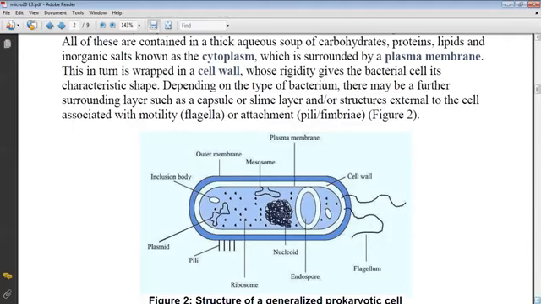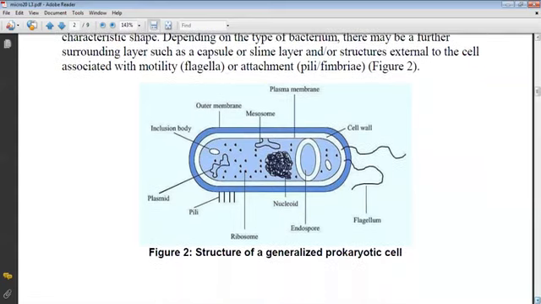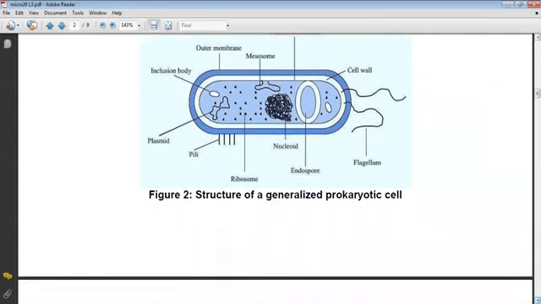بعض البكتيريا تمتلك تركيب يحيط بالجدار الخلوي يلعب الكبسول or slime layer أحيانا يسمونه slime layer or structures external to the cell associated with motility مثلا فلاجيلا or attachment كلاي أو فيمبري. هذا الشكل يمثل generalized prokaryotic cell. لاحظ كل التراكيب الأساسية مؤشرة فيها.